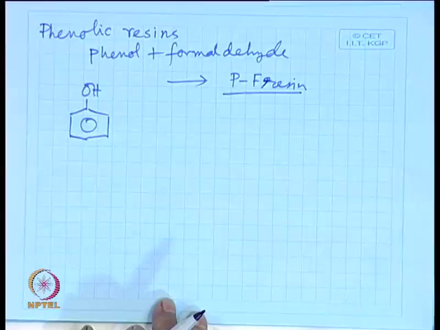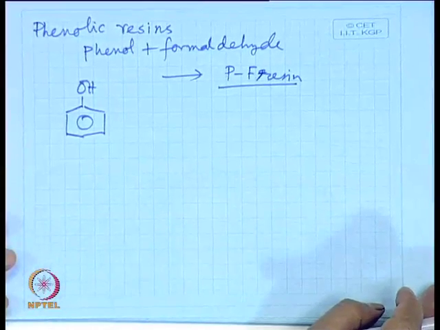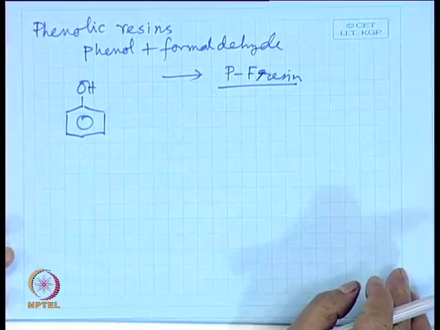Now, at this point I must mention one thing. For synthesizing a polymer, the minimum requirement of functional groups is 2. So, if you want to make a polymer, you have to select a monomer which must have 2 functional groups. Say hydroxy acid, one hydroxy acid can lead to a polyester.